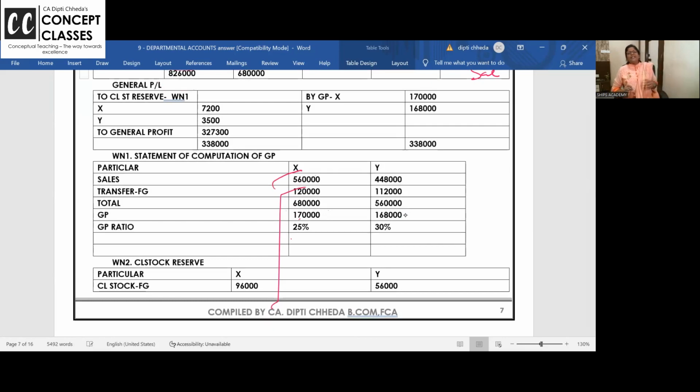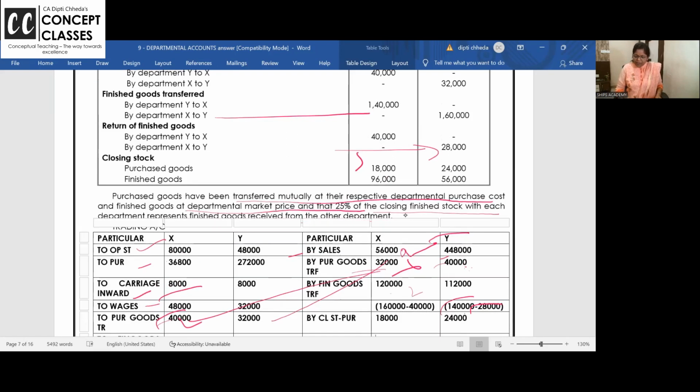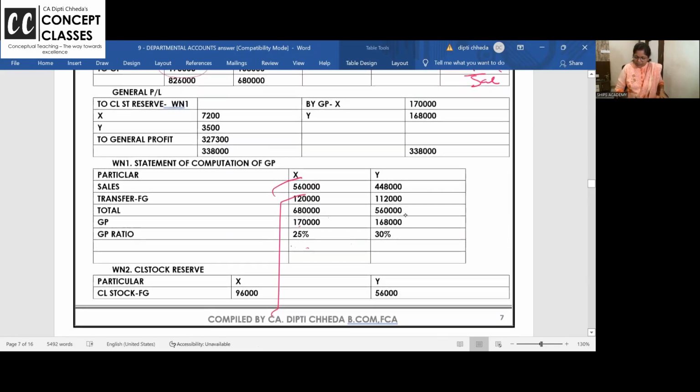Can we get percentage? Ma'am, why are we making working note 1? Because profit margins are missing. How much is profit of department X? Missing. How much is profit of Y? Missing. Now, what is the last line of the problem? In closing stock, purchased goods, no stock reserve because purchased goods cost to cost. But in finished goods, stock reserve is there. Answer is yes. So 96,000 करते हैं.